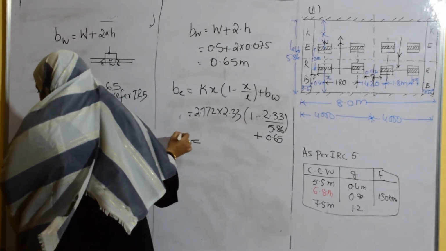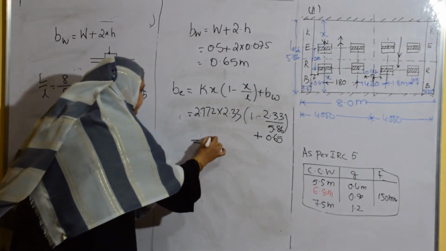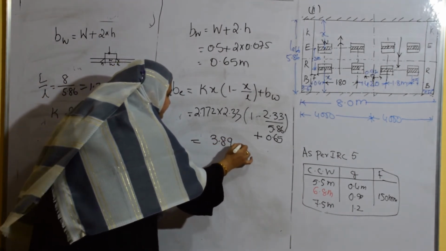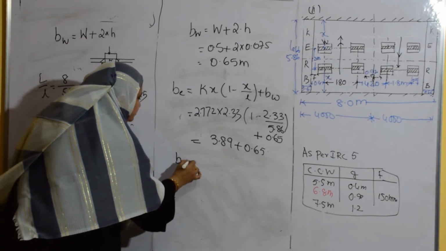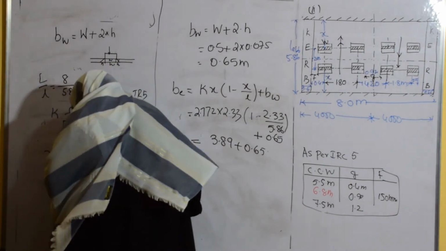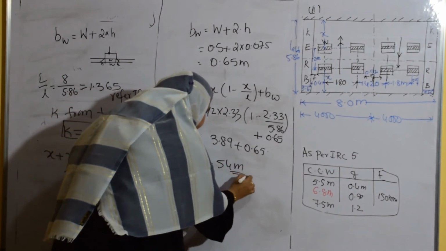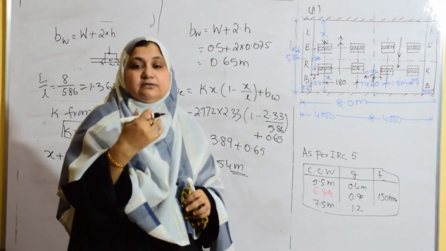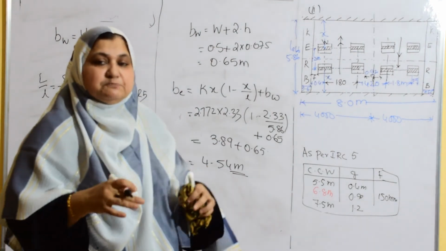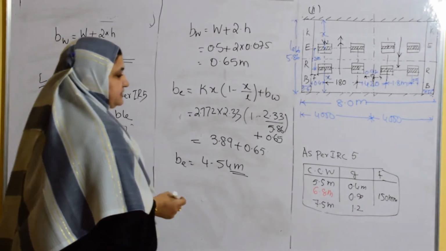So this comes out to be 3.89 plus 0.65. So BE is equal to 4.54 meter. Okay, the width on which the load is getting dispersed from a single axle is 4.54 meter.